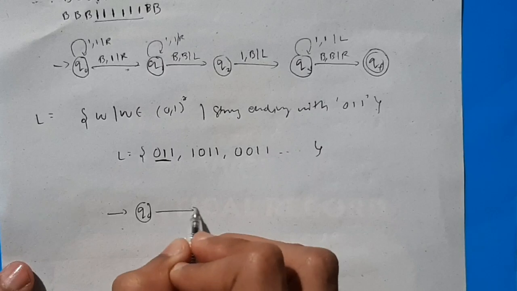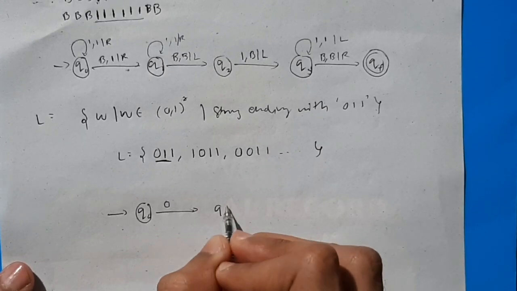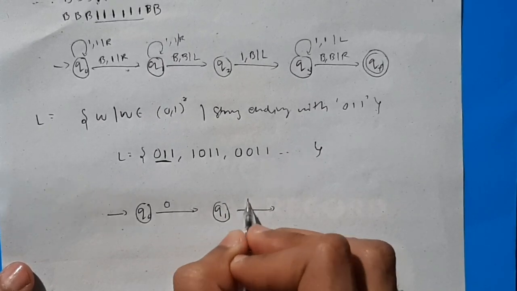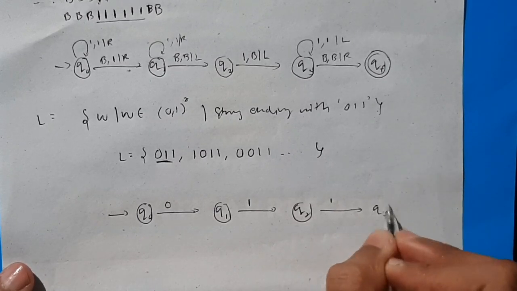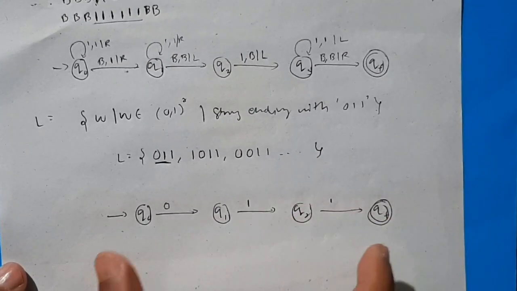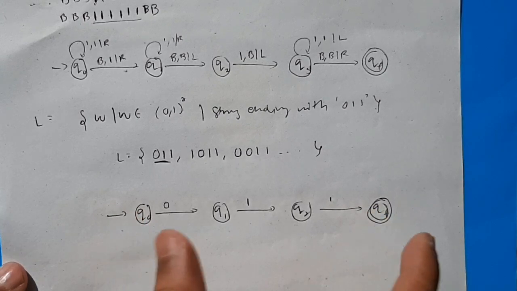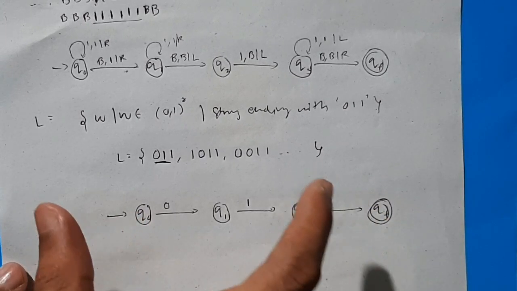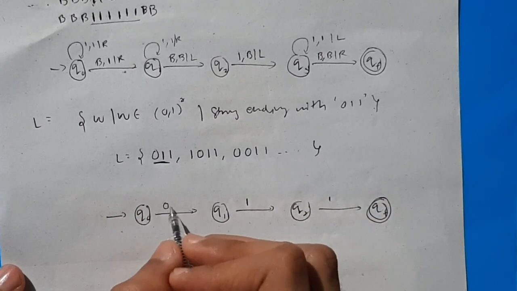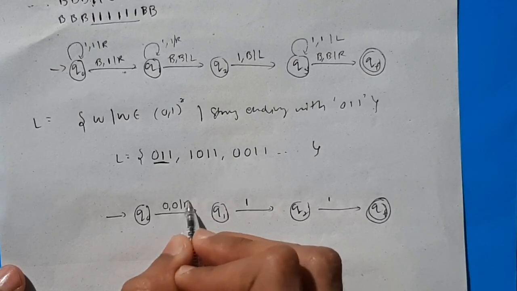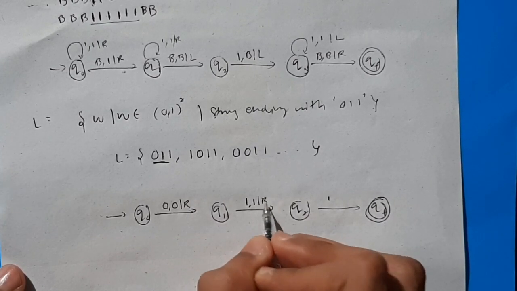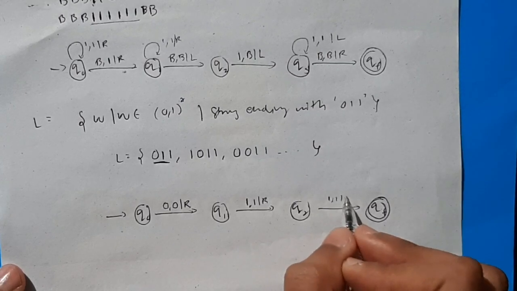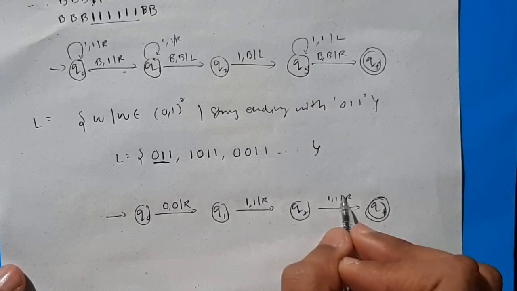From q0, you'll move on 0 to q1, and here again if you get 1, q2, 1, and qf. Okay, this is the final state. So this is the minimum thing which you have to do. After that, you'll add on top of this what is required. If you encounter 0, you'll write 0 on top of it and move to the right. When you encounter 1, you'll move right by keeping it as 1. Here also you'll do the same thing. You'll reach the final state if you get 0 1 1.